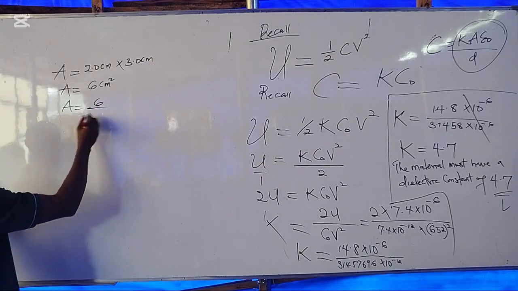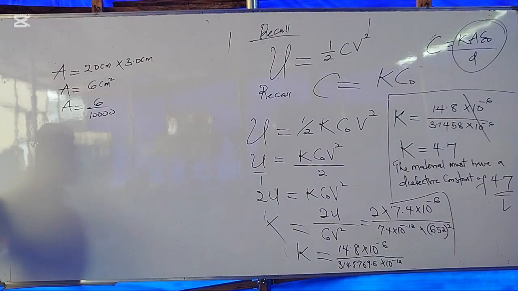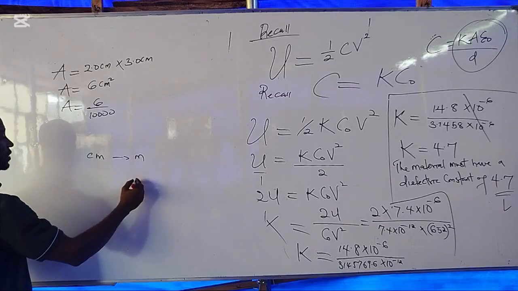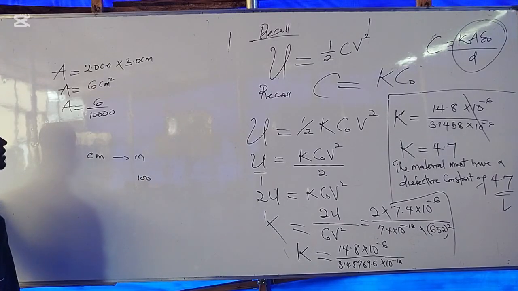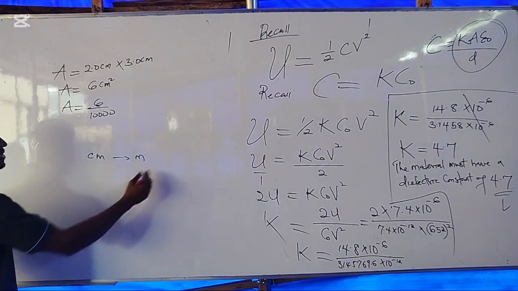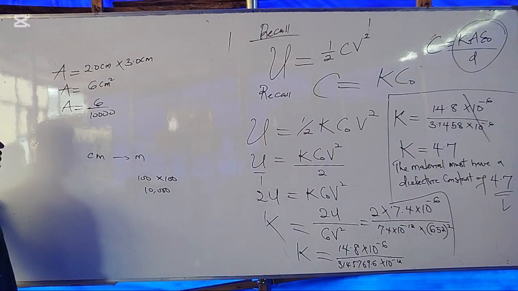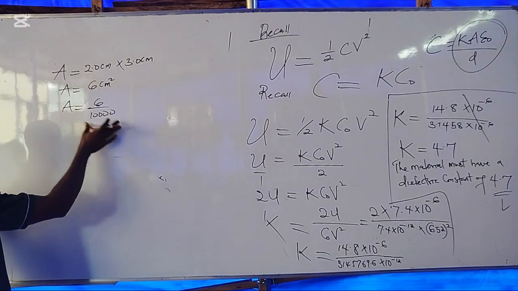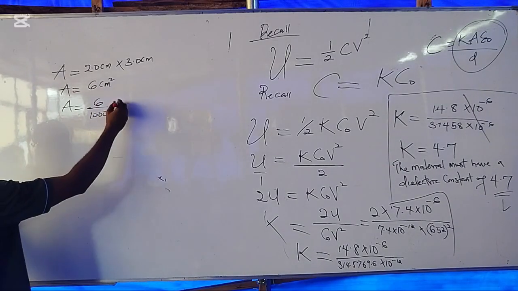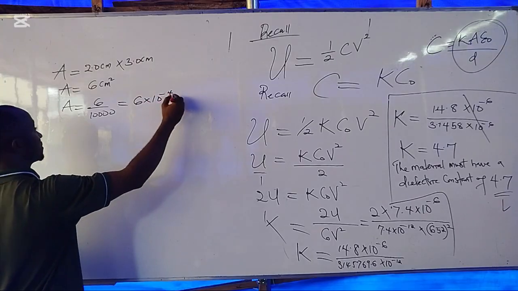That will give us 6 over what? Is it 100 or 1,000 or 10,000? Over 10,000. To convert cm to meter, divide by 100. But I'm converting cm squared to meter squared, so I'll multiply 100 by 100, and that will give us 10,000, isn't it? So to convert 6 cm squared to meter squared, I will divide this 6 by 10,000. Give me the value. 6 times 10 to the power minus 4 meter squared.